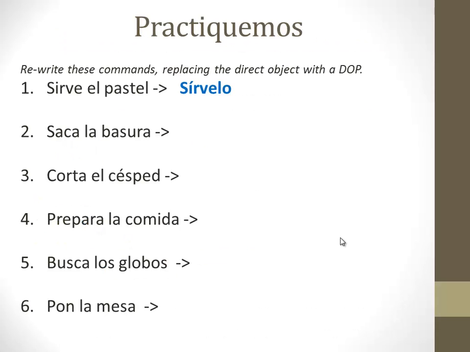Okay, let's practice a little more with making direct objects and direct object pronouns and then attaching them to our commands. Our directions here say, rewrite these commands, replacing the direct object with a DOP. So number 1, serve the cake. I want to say serve it, so it becomes sírvelo. Accent on the I, that is your stressed vowel. Remember that many times, this is not 100% of the time, but many times that stressed vowel will be the third one back. 1, 2, 3. Okay, as I told you guys in class, that's about a 95% of the time rule. Okay, please pause me and work through questions 2 through 6.